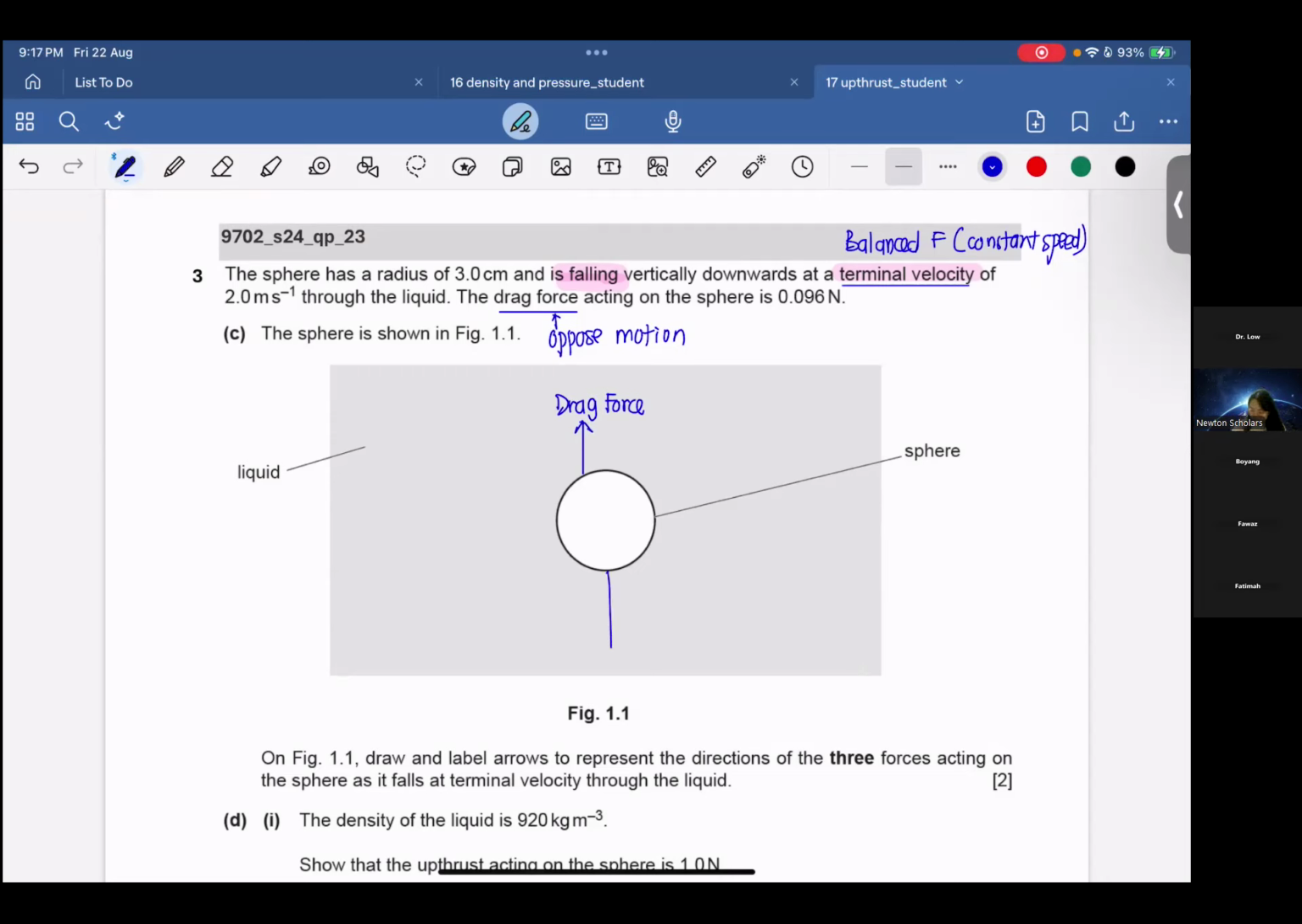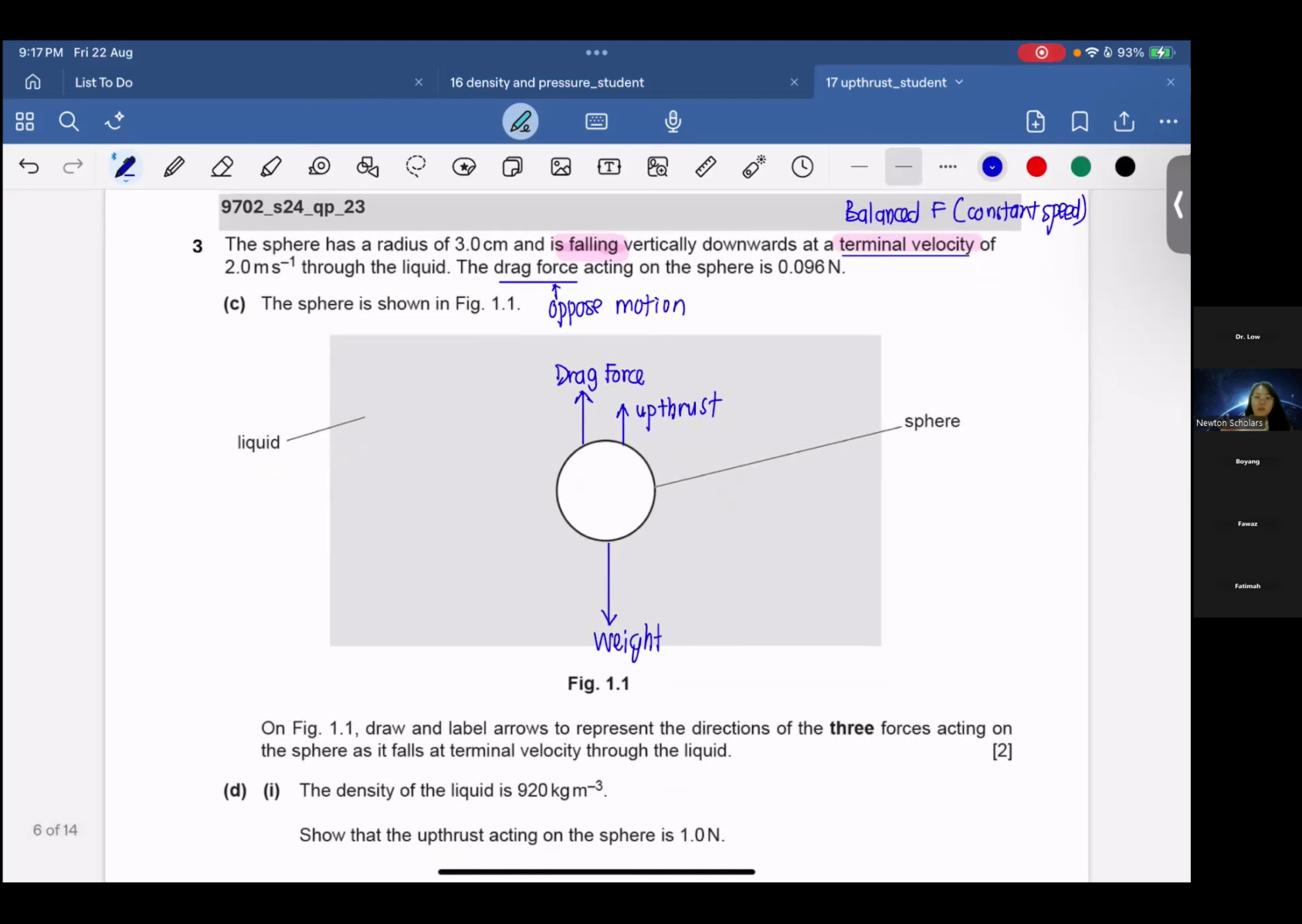Of course, this one is your weight. Every object has weight, always. So one more force. What is the force? That is what we learned today called upthrust force. Okay. So we got total 3 forces here. Label it. And the direction must be correct.